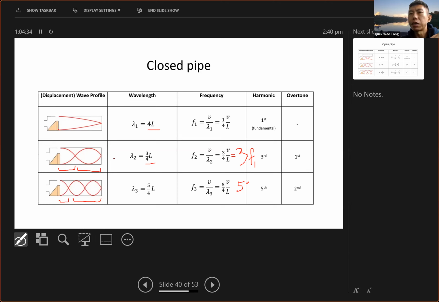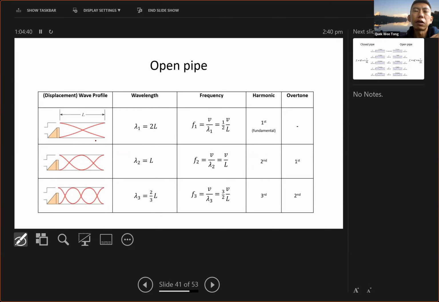Then for the open pipe, it will be something like this. The condition is antinode at both ends. You can do whatever you want. The first case of do whatever you want is just to crisscross in this way. So essentially, the whole length will just be equal to half of the wavelength. So the first wavelength is equal to 2L.